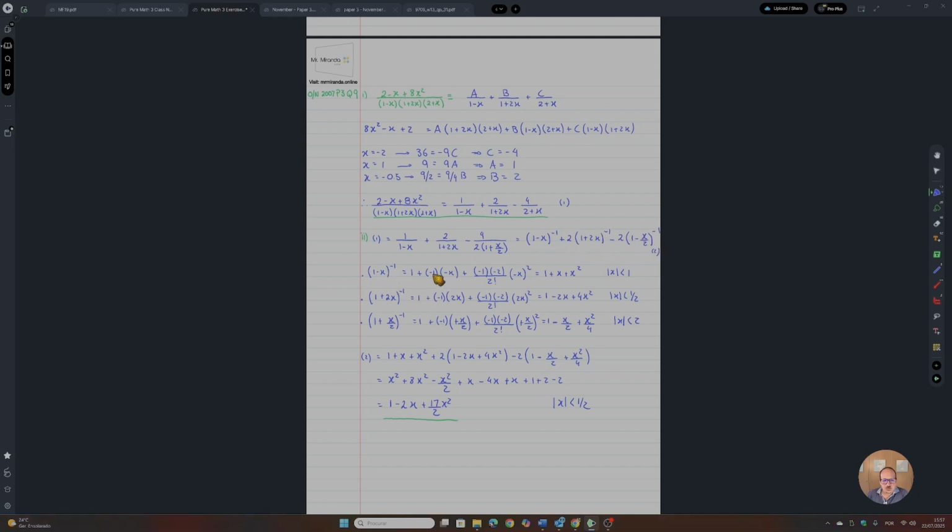I'm not going to explain how to expand. You should know that already. So this is going to yield that. You must stop on x squared. That's all you need to know. Expanding this will give this. Expanding this will give that.